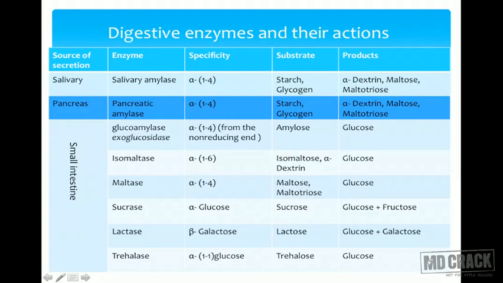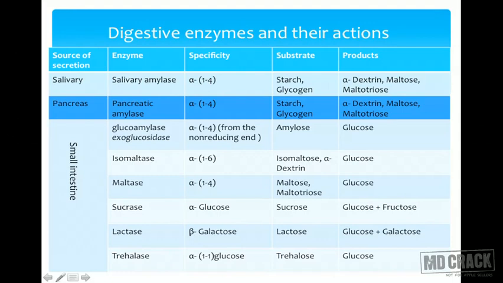We go on to the actions. I have been telling you the specificity and the substrate and the product. This is a huge table which gives you all of this together. Now salivary amylase, alpha-1,4, starch and glycogen to alpha-dextrin, maltose and maltotriose. Pancreatic amylase, alpha-1,4 again, starch and glycogen to alpha-dextrin, maltose, maltotriose. There is no difference in their action except that one of them requires chloride ions.